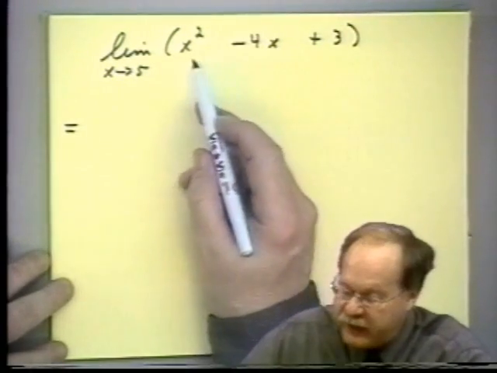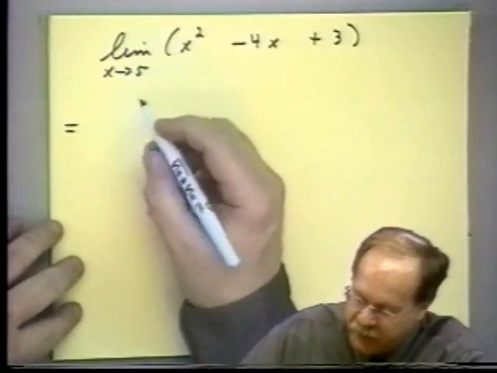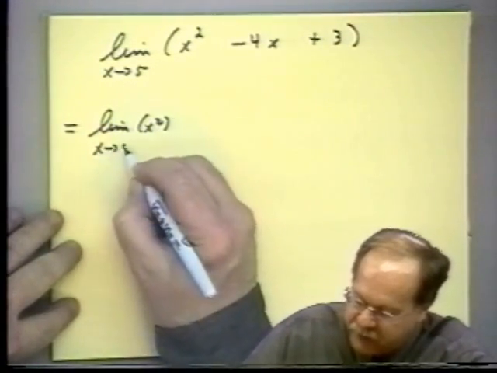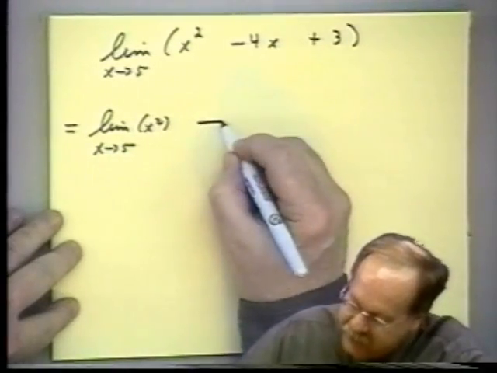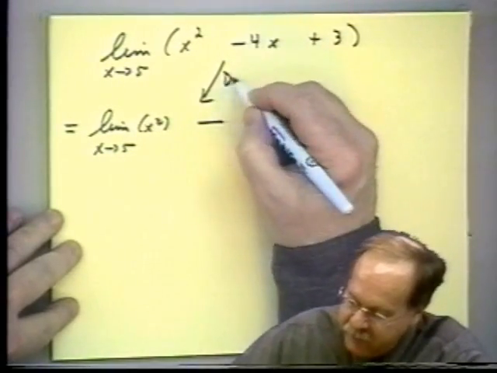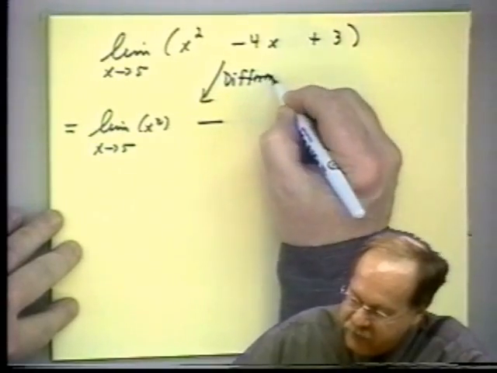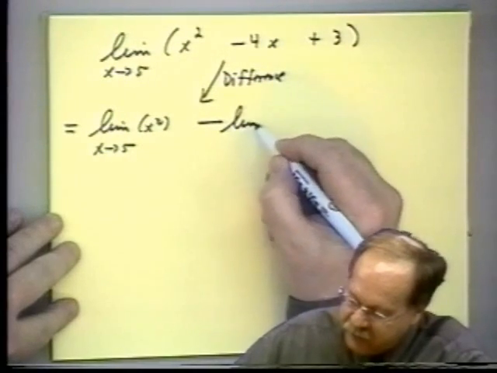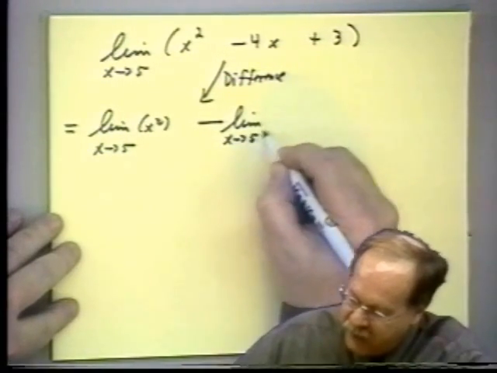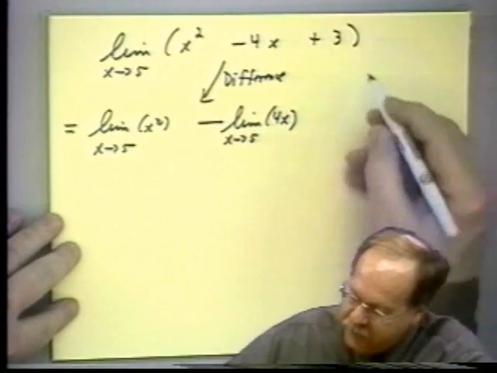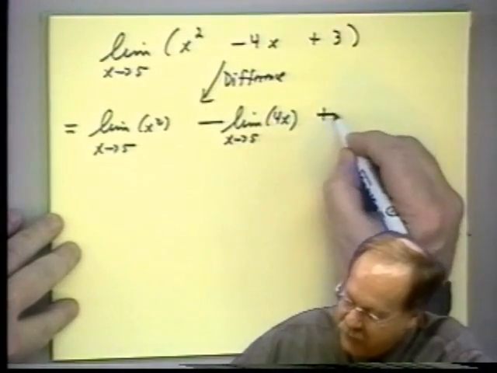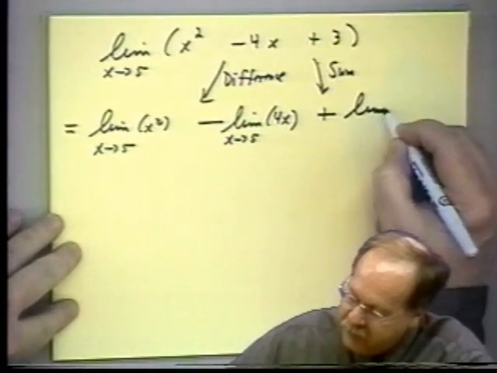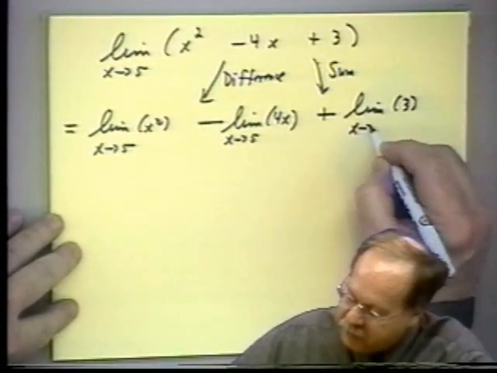We'll use those rules to break this up into three terms. So this will become the limit of x squared as x approaches 5 minus, and see, here's where the difference comes in, and this is the difference rule that we learned. The limit of a difference is the difference of the limits. So this is now the limit as x approaches 5 of 4x. Then we have a sum, and so we will add now. This is where the sum rule will come in, and we'll have the limit of 3 as x approaches 5.